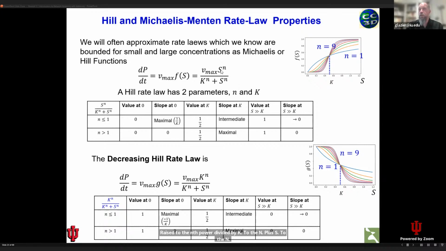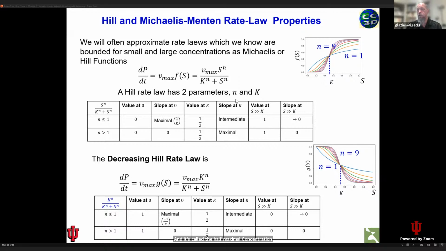If S is 0, this is 0. If S gets to be very large, we have S to the n over, this doesn't matter anymore, K to the n doesn't matter, S to the n over S to the n, which is just 1. So we get V max. So this is a function that is 0 when S, our activator, is 0, and it's 1, giving us V max, when our activator concentration is very large. The value of K, which is called the Michaelis or the Hill constant, is the concentration at which this is 1/2, and it's called the half maximal concentration.